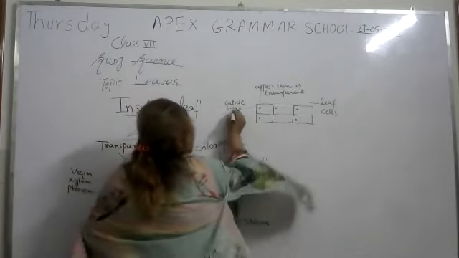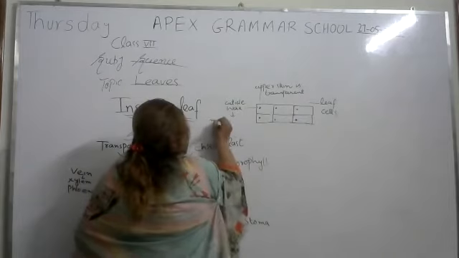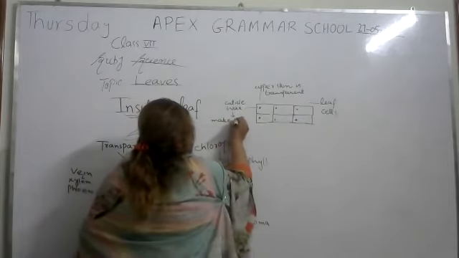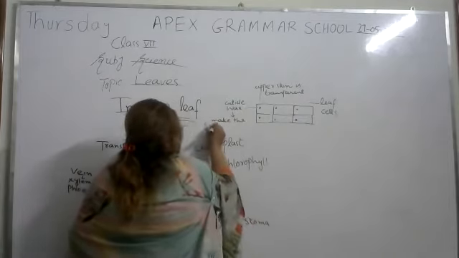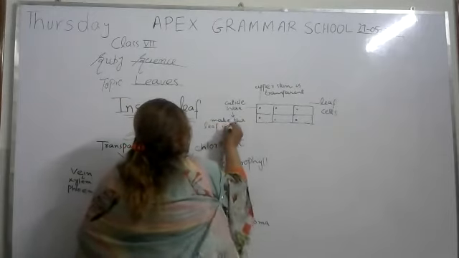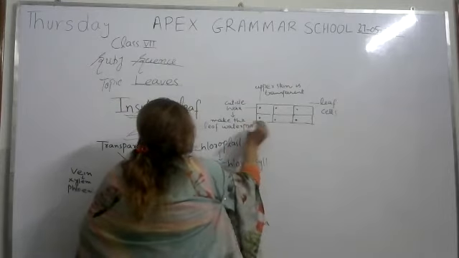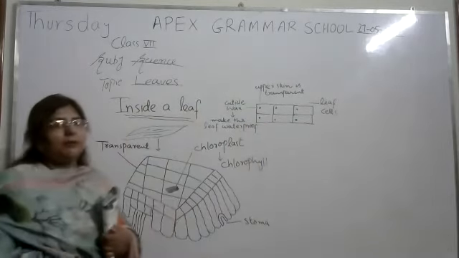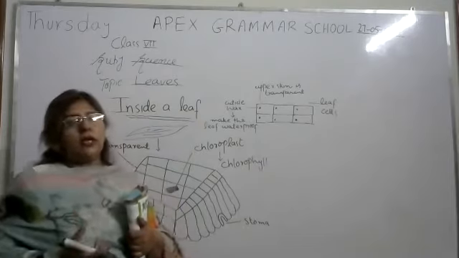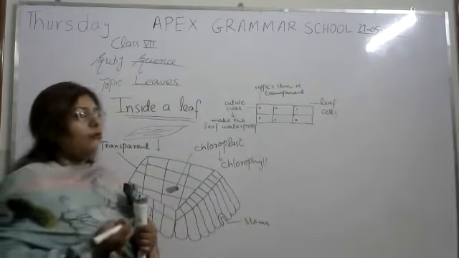What is the function of cuticle wax? It makes the leaf waterproof. So this word is new for you. What is the meaning of waterproof? It means extra water cannot stay over the surface of the leaf.